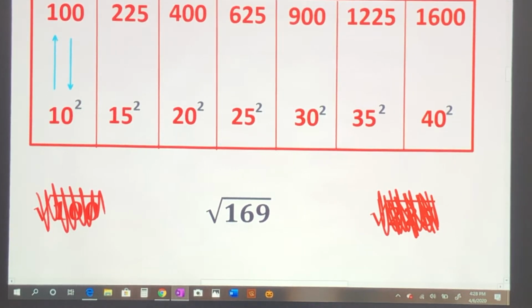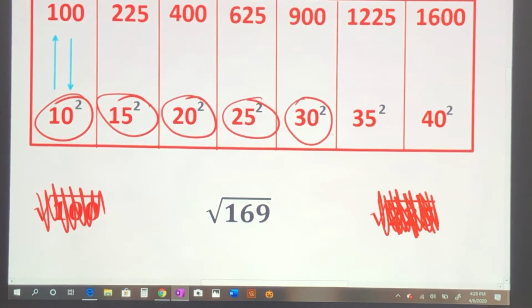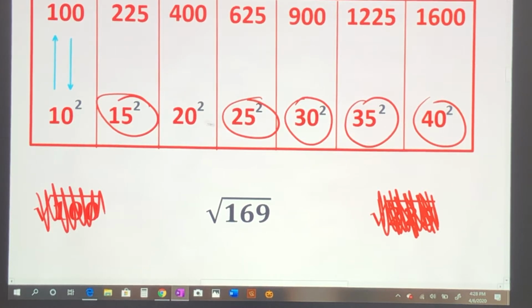And then, so I took a range. I went 10 squared, 15 squared, 20 squared, 25 squared, 30, 35, and 40. The easy part is 10 squared is 100. I can remember that. 20 squared is 400. 30 squared is 900. 40 squared is 1600.